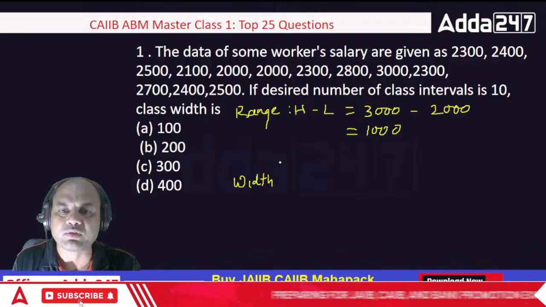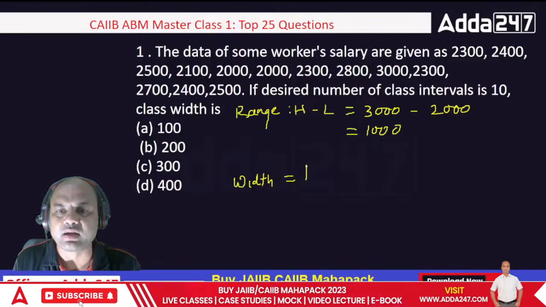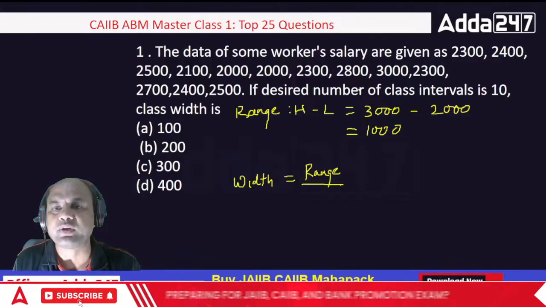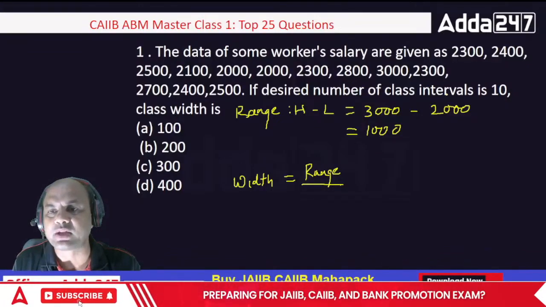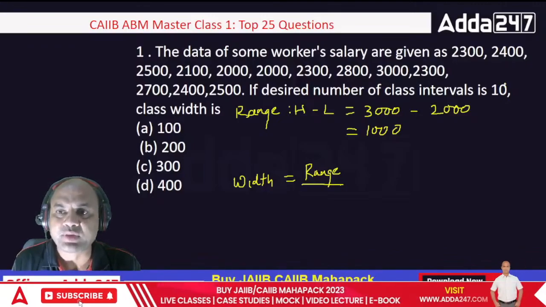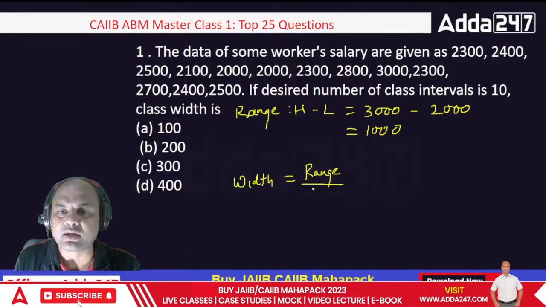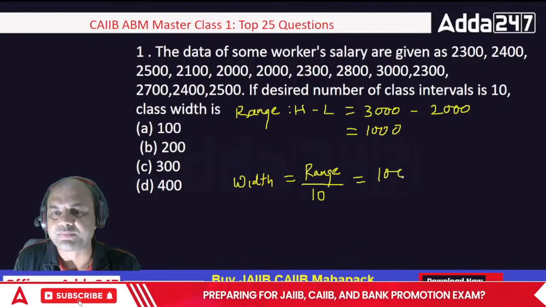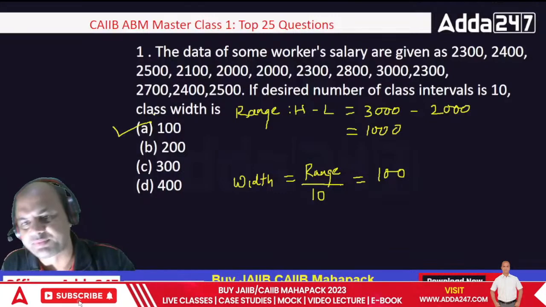So what is my width now? Width equals range upon number of intervals. Here, if the desired number of class intervals is 10, so this number is 10. So range upon 10, it becomes 1000 upon 10, that is 100. Okay, so my answer is A. Simple. Move on.